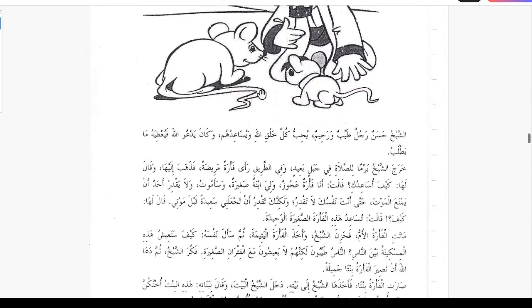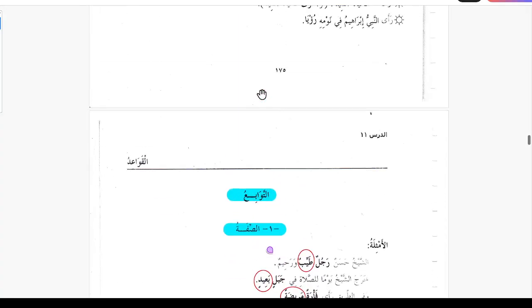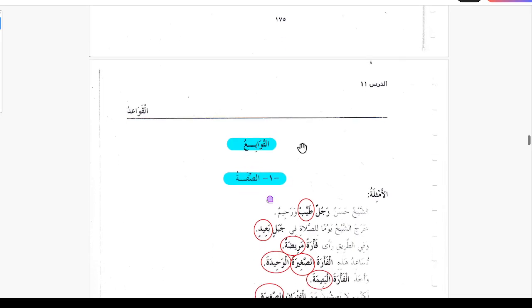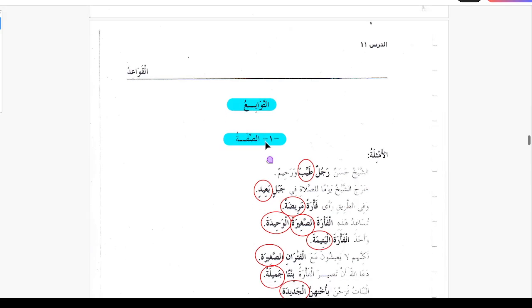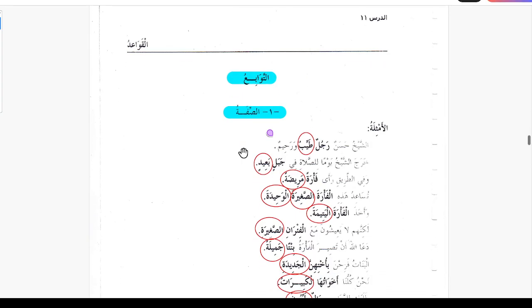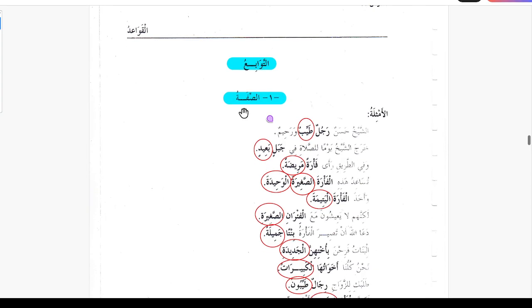Before we go through the lesson, let's review the concepts of this lesson. So this lesson is about tawabe. At-tawabe are the words that follow another word in i'rab. So they follow the other words and they have the same i'rab. Let's go through it. The first one of it is called sifa. Sifa in English is the adjective of a word.